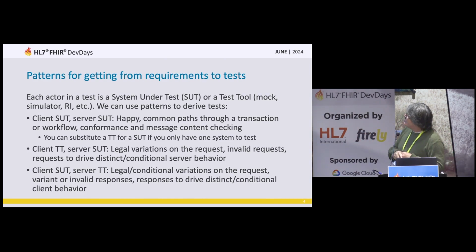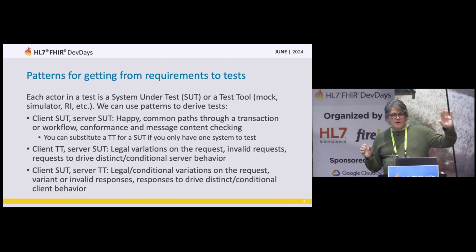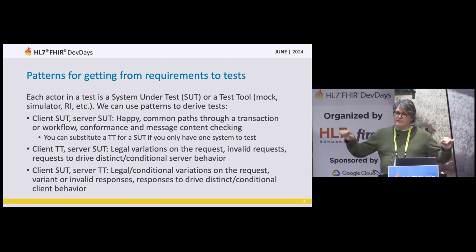And so for happy paths through a transaction, like your basic UDAP discovery, we'll have a happy path test where both the client and server are systems under test. And what that means is we can do something like take it to a connectathon and run it with a real client and a real server, and we can evaluate them both and see how they did.